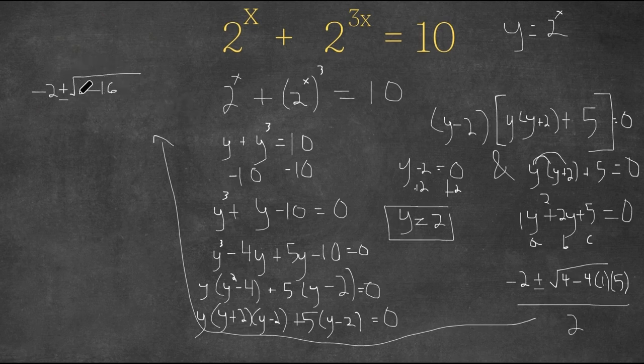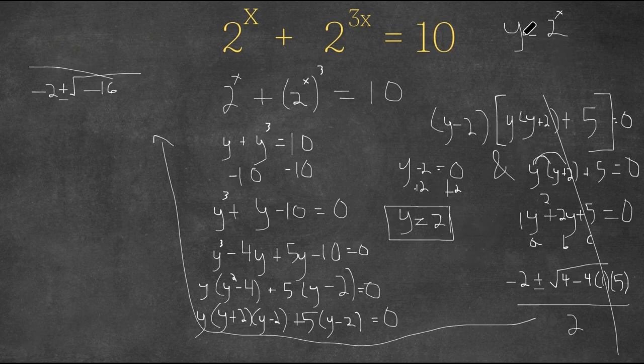And as you see, we can't take the square root of a negative. That's not possible. Meaning this is wrong and this equation is wrong. So our only solution is y equals 2. So this is our only solution.